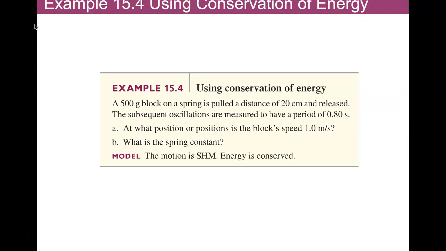So the hint, of course, is using conservation of energy at the top. So try to use energy conservation to solve this problem, and we'll start the next lecture working out this problem together. So you have the mass, you know the amplitude, right? It's 20 centimeters. You pull it by that distance and then let it go. So that's the maximum displacement. And you measure the period. You just observe how long it takes for it to come back to where it started from.